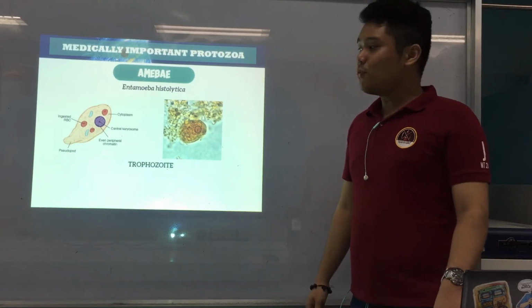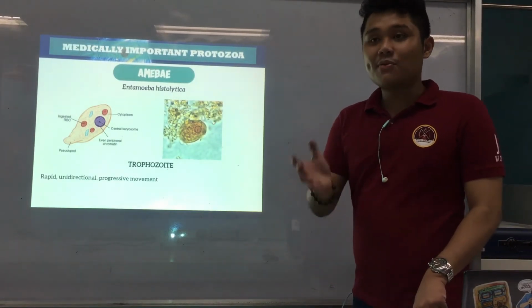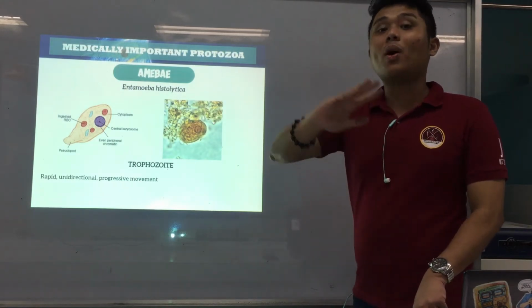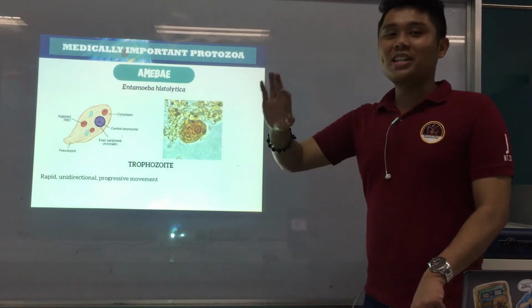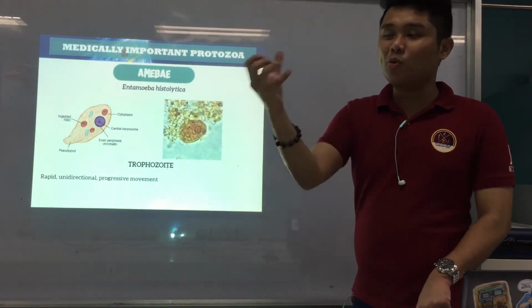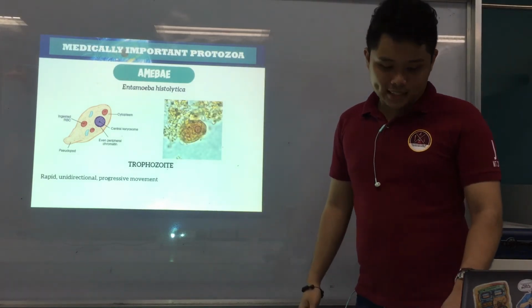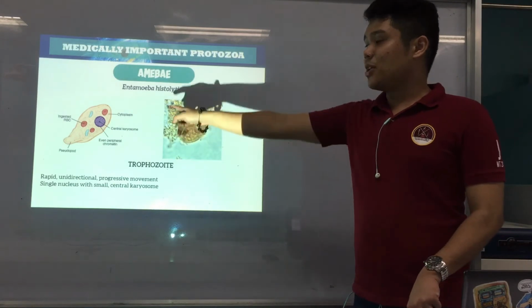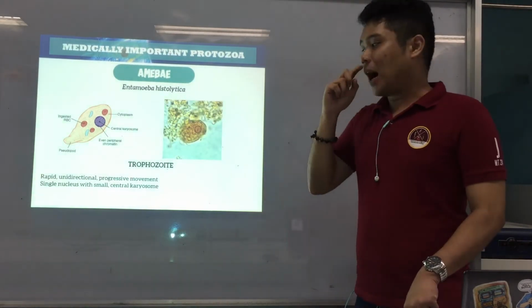Now, the trophozoite is described as having rapid, progressive, unidirectional motility. So when we say unidirectional, one direction only. Rapid, unidirectional, progressive. So it moves fast, it moves snappy, like it's not slow. And aside from that, it has only one single nucleus with a large dot at the center, which is, again, your karyosome.